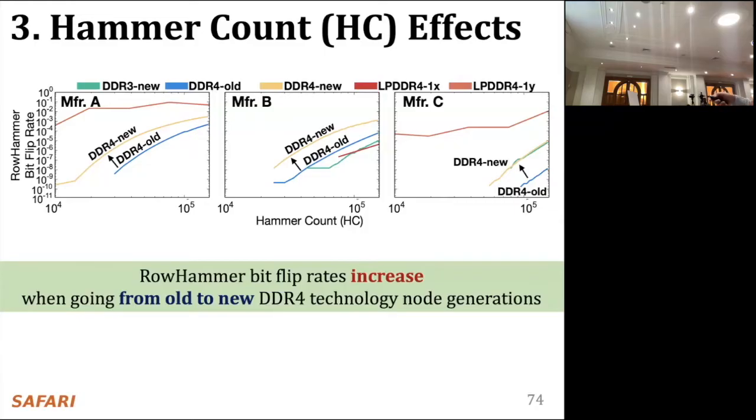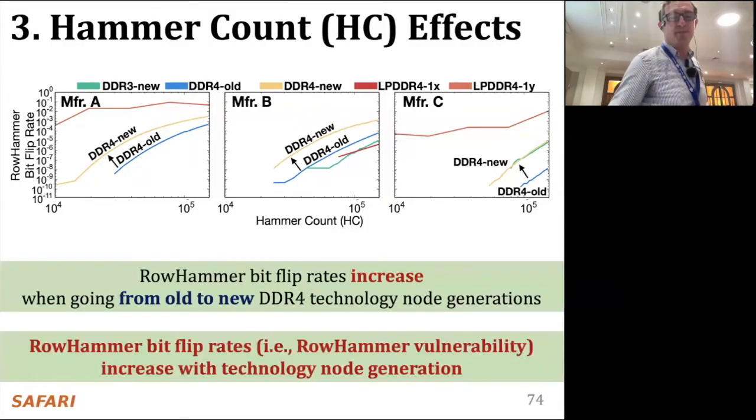In the new chips, the hammer count to induce the first bit flip shifts to the left, and the error rate also increases, which means that newer chips are clearly more vulnerable than the older chips. And that's true for all manufacturers, as you can see. We don't have chips from all manufacturers. That's why the curves are kind of weird, but the trends are the same.